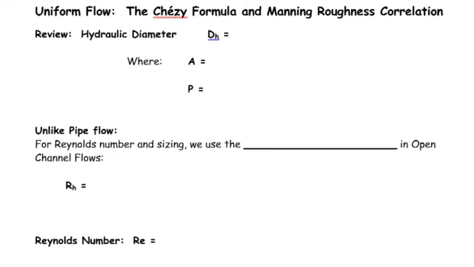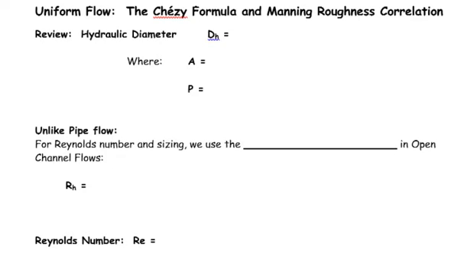So last time we started with open channel flow and we talked about waves and hydraulic jumps. This time we're going to do what we did for pipe flow, only for open channel flow. So we're going to find velocities and flow rates and head losses and that sort of thing.